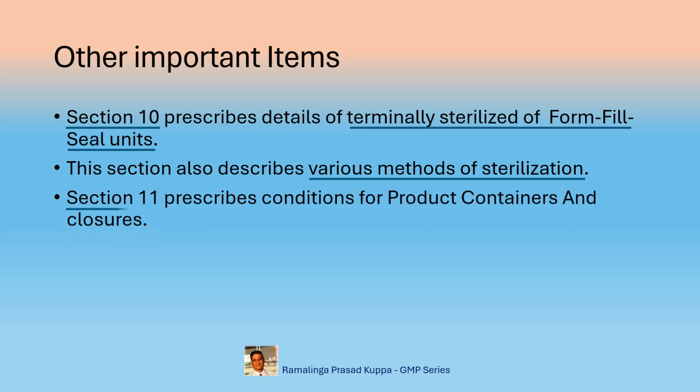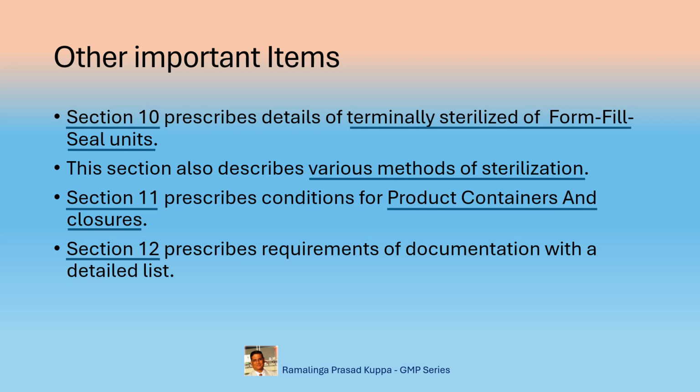Section 11 prescribes conditions for product containers and closures. Section 11 prescribes cleaning and sterilization requirements for containers and closures used for sterile products. Containers are generally made from glass or plastic. Closures are stoppers or seals for the containers. All the containers and closures should be sterilized before use. The quality of the containers and closures should be able to withstand the process of sterilization.